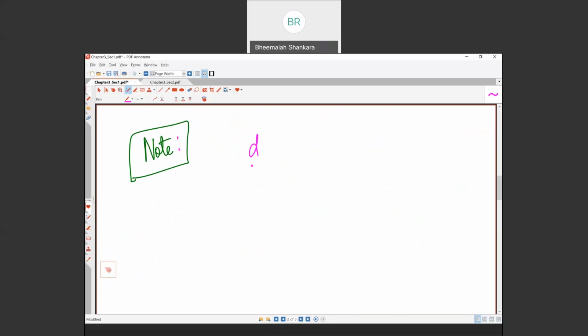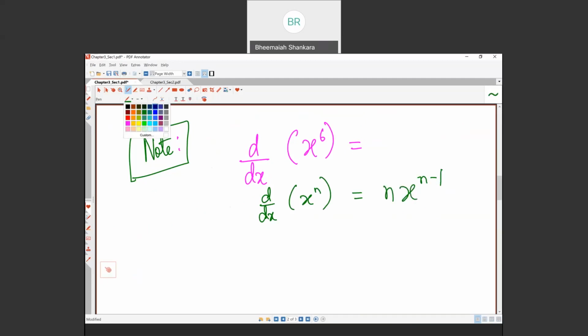Suppose we are deriving a function, say x to the 6. You always want to compare this one using the power rule formula, d/dx of x to the n, which is n x to the n minus 1. We do this if n is an integer. The n here, which is the exponent, is an integer. It can be 0, plus or minus 1, plus or minus 2, plus or minus 3, and so on, all the way up to infinity.